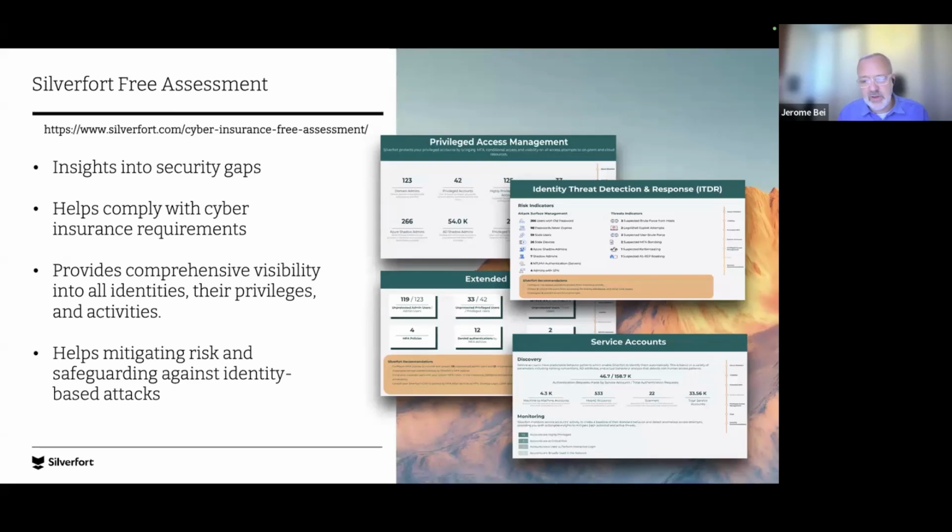We are not going to put MFA in. We are not going to ring-fence service accounts. We are just going to monitor that environment. We are going to see every single authentication happening. And don't worry, all of the data will stay in your environment. No data will be sent to Silverfort. This is an on-premise deployment.